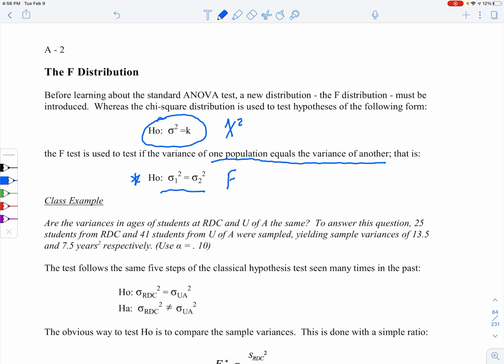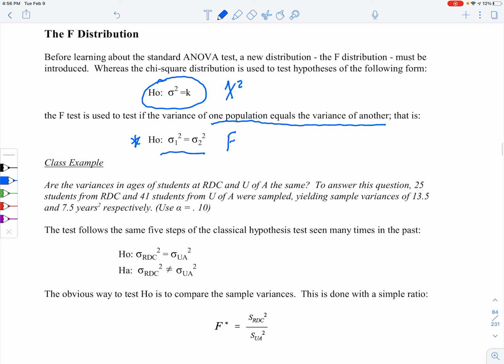So let me give you an example of what that would look like. We're going to go through a simple F test problem, and you'll see that it's actually pretty easy. Are the variances in ages of students at RDC and U of A the same? To answer this question, we're going to take 25 students from RDC, so that's the N of RDC, and 41 students from U of A, so that'll be the N for U of A.